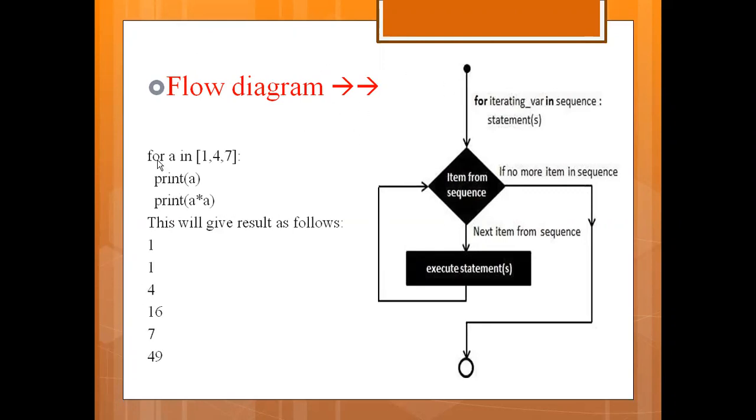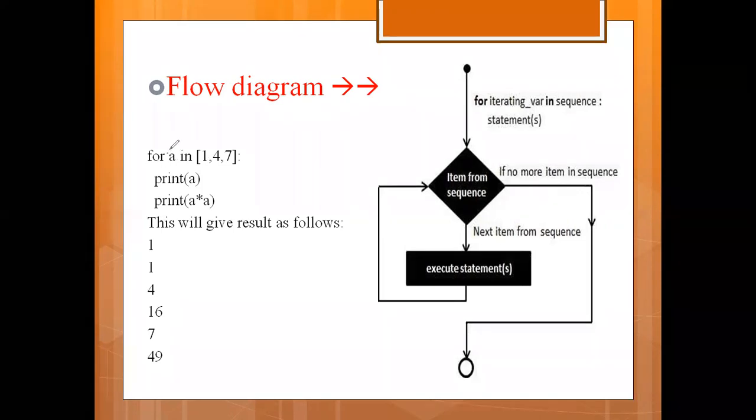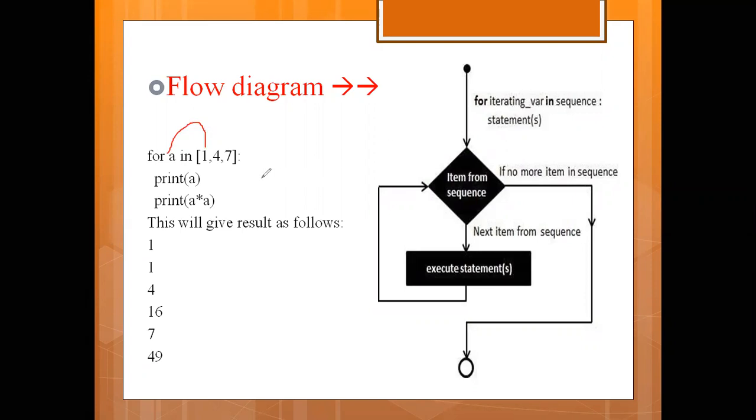Now, for example, for A in 1, 4, 7, this is a list, a sequence. Which means A will be first pointing towards 1. Now look at this following flow chart. For iterating variable in sequence, here the iterating variable is A. Then item from sequence, the first item which will be taken will be 1. Then in the body of the loop we have print A, that is 1 is printed, then print A into A, that is again 1 is printed.